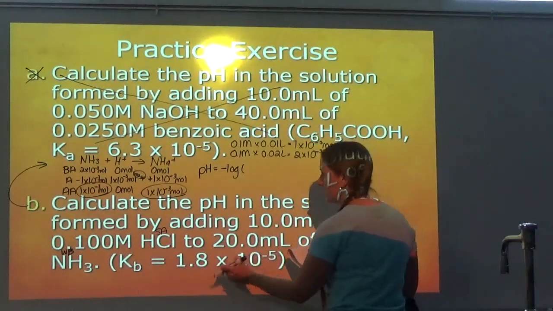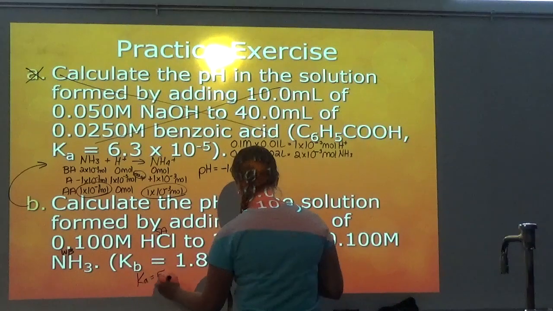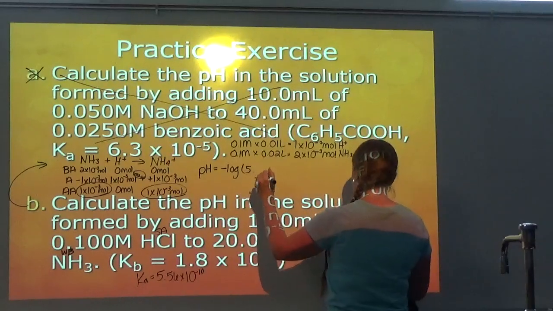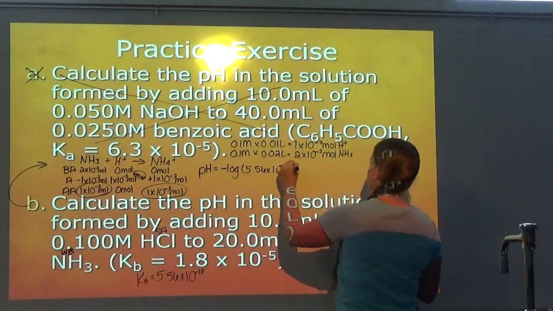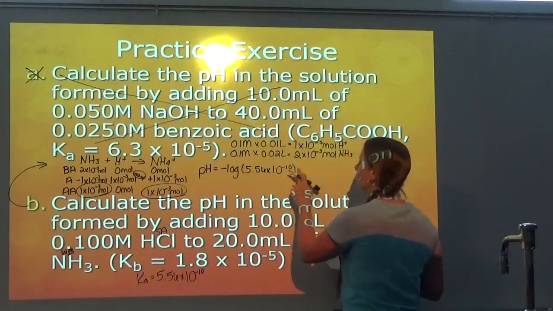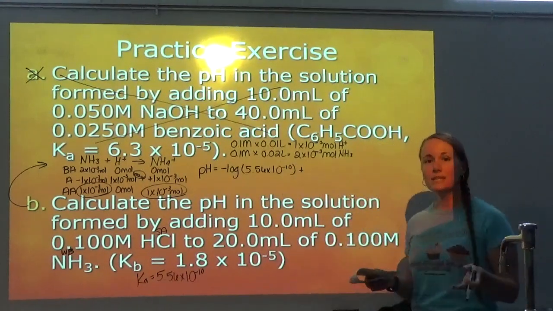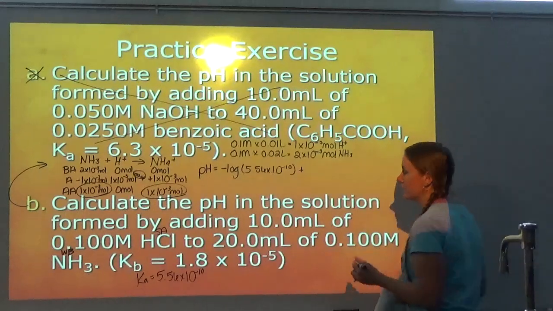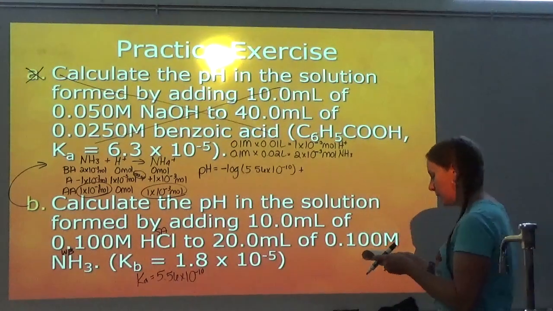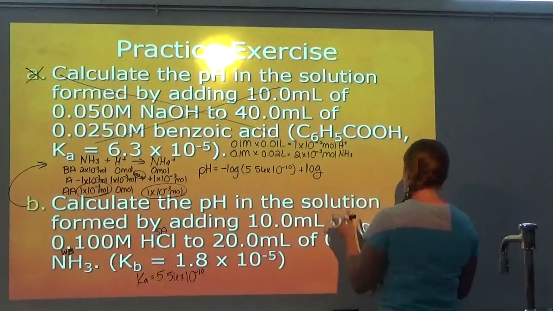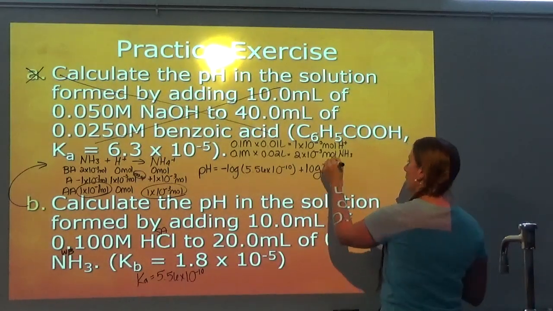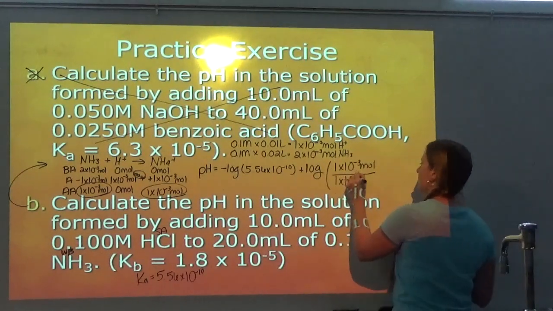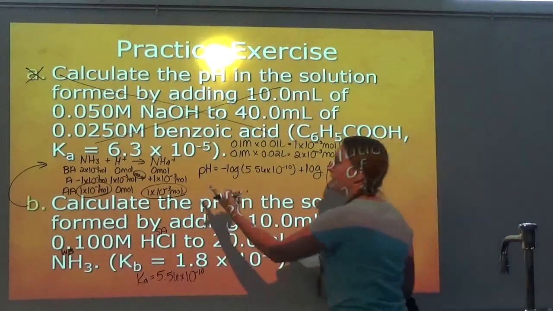So Ka for this ends up being 5.56 times 10 to the negative 10. All right, and so that's what I plugged in. So my 5.56 times 10 to the negative 10. Okay, so y'all remember how to do that. Remember, you do your 1 times 10 to the negative 14 over Kb. And so that's how you get the 5.56 times 10 to the negative 10. That formula is on your formula sheet. All right, and so then I do plus my log of 1 times 10 to the negative 3 moles over 1 times 10 to the negative 3 moles. Okay, because they both ended up being the same.